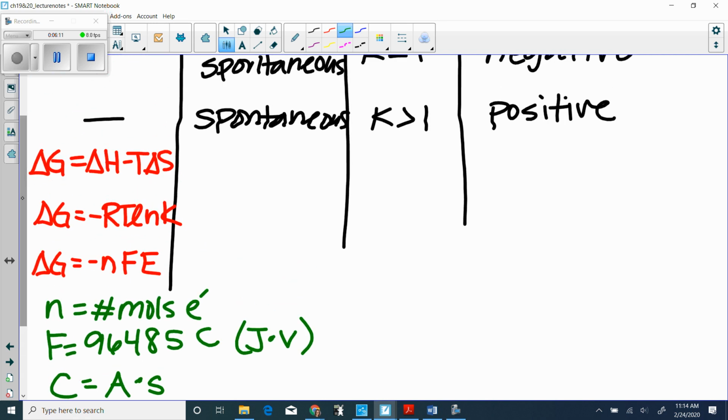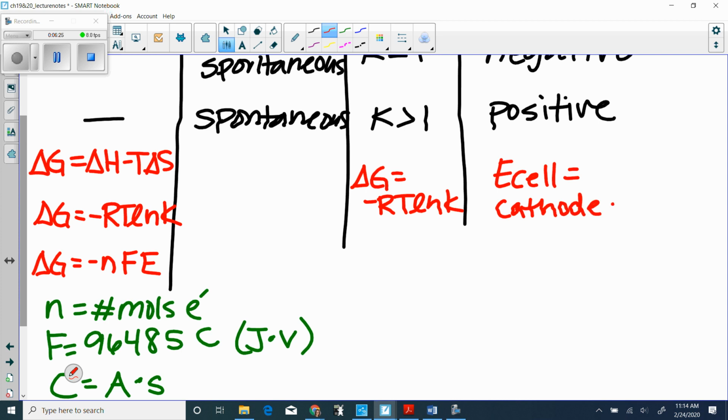All right. If we have to solve for K, then we have to use the Nernst equation. We already learned one of the equations for E cell. That's going to be our cathode minus our anode. But we could also use this one, where the E part of it is E cell. So on occasion we will have to use that to solve for E cell.